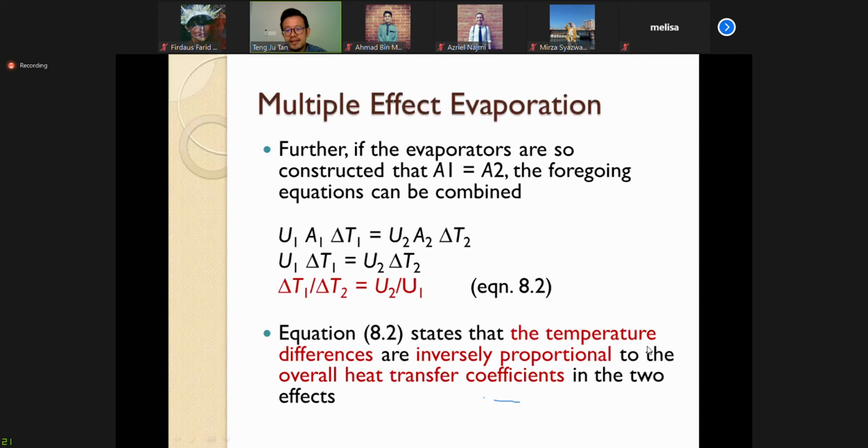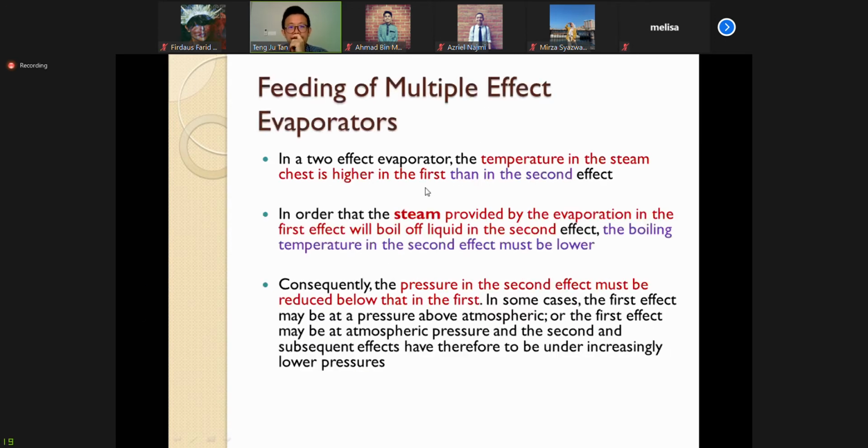So equation 8.2 states that the temperature differences are inversely proportional to the overall heat transfer coefficients in the two effects. Okay, this is the overall heat transfer coefficient for effect 2. This is for effect 1, but they are opposite. Okay, so now we go to feeding of multiple effect evaporators.